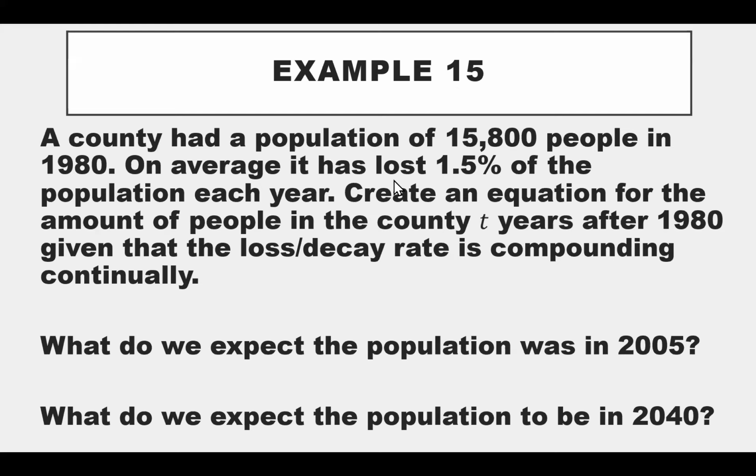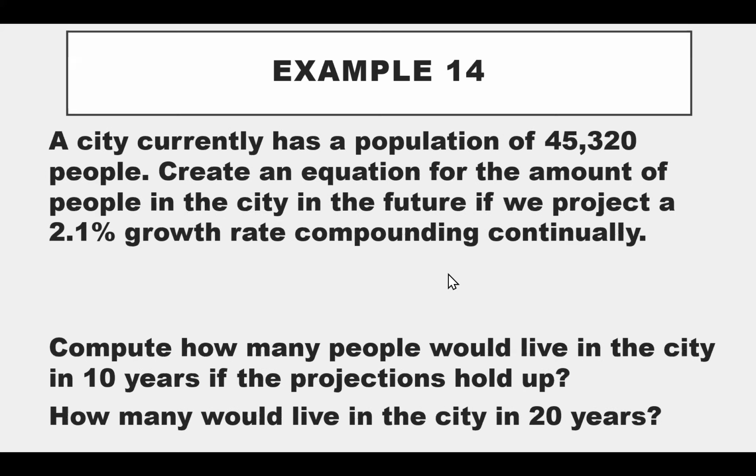So that's how we can deal with decay rates. When it's a decay rate, we use a negative R value. And then obviously we can start in the year 1980, meaning t equals 0. That would mean t of 25 is 2005. A t of 60 is 2040. With positive growth rates, we're moving up and to the right. With decay rates, we're moving down and to the right.